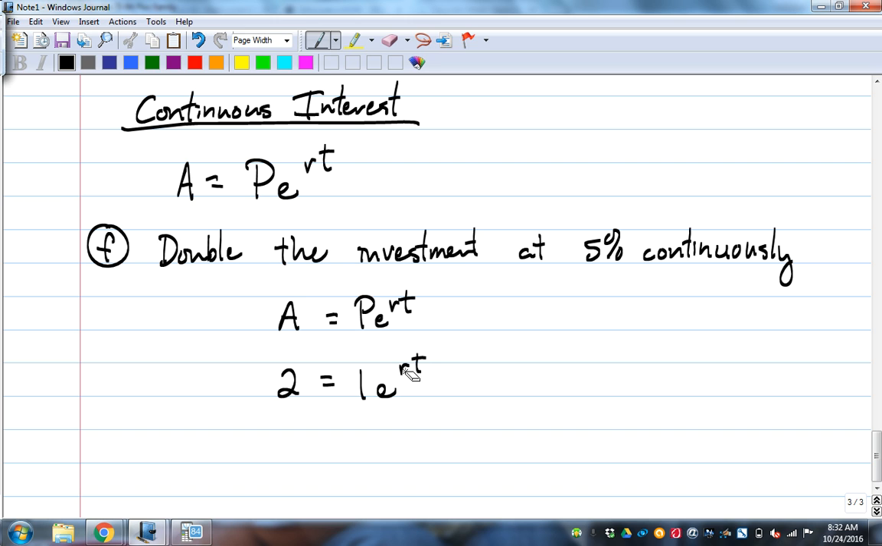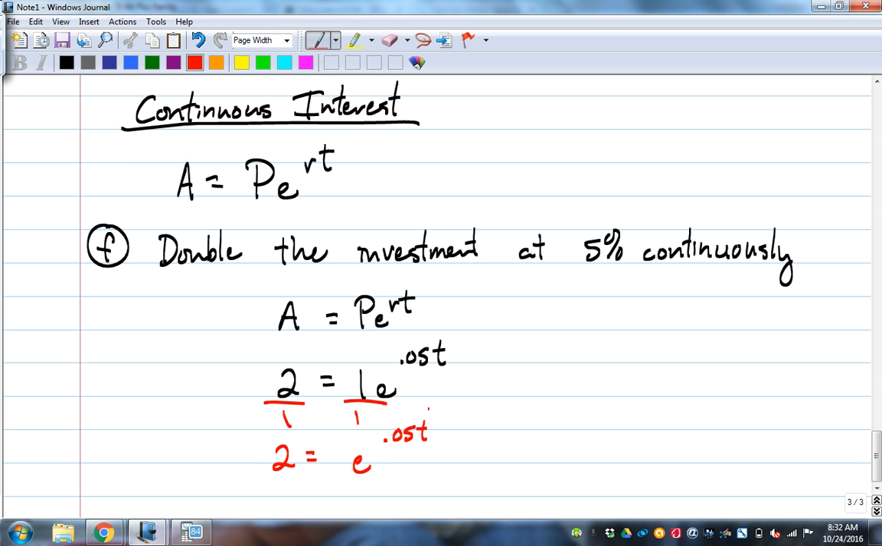All right, but I know my rate is 5%, so 0.05 t. I'm trying to find how long I have to leave it there to double it. If they told me my principal investment was $200, then I would have 200 here and 400 over there. They don't tell me the investment. Make it easy. Use easy numbers, 1 and 2. Okay, and then get rid of the 1. That's the easy part. We have 2 equals e to the 0.05 t.